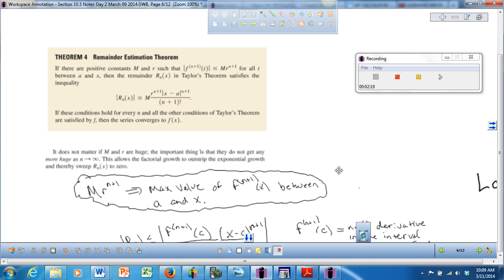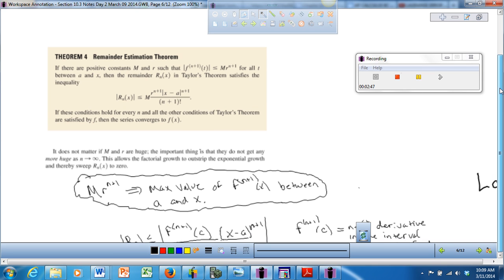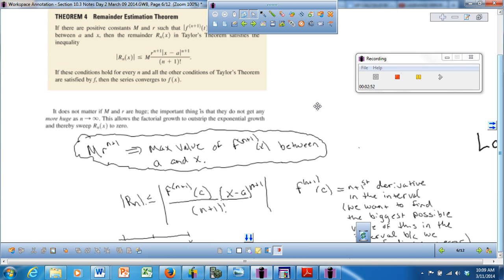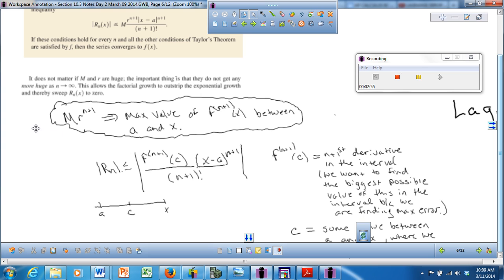Okay, so in your book, they give the Lagrange error bound as it appears here in the box. And they refer to that n plus first derivative, they replace it with m times r to the n plus 1. Now, all that is a way to find the maximum value of the n plus first derivative between a and x. So, I prefer that we use this version of the Lagrange error bound right here. So this is what I would like you to have in your notes.